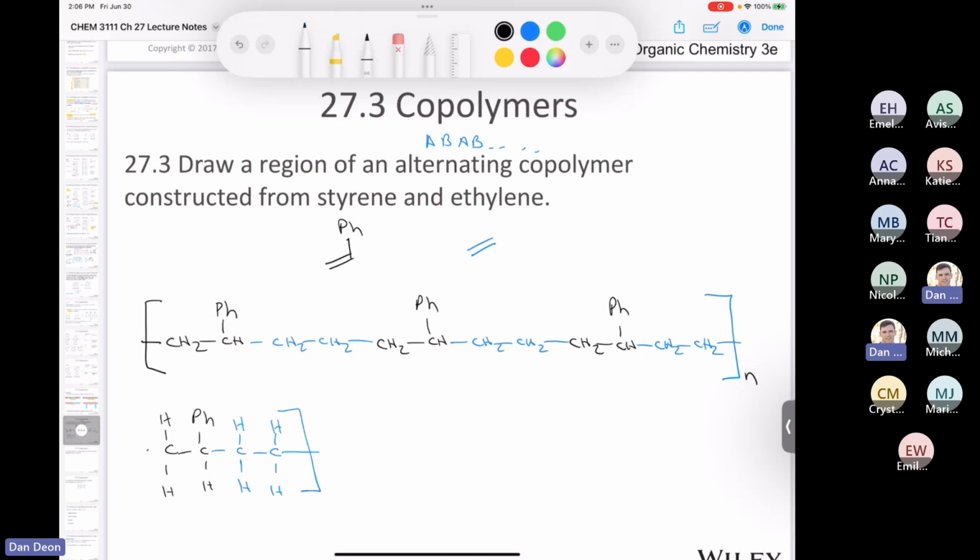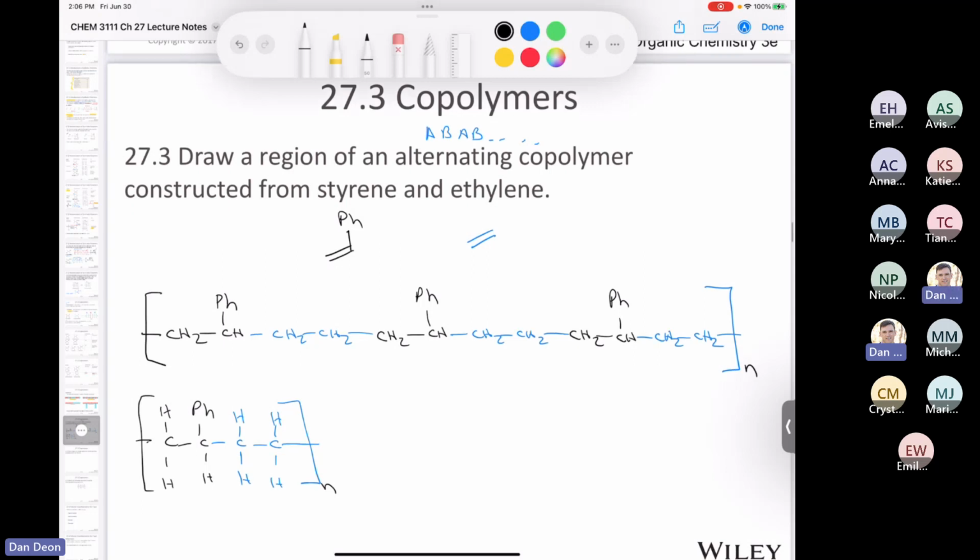You're wrapping up the course. You should know how to draw a condensed structure by now. But if you want to do that, that's totally fine. All right, so let's take a look at the next one.